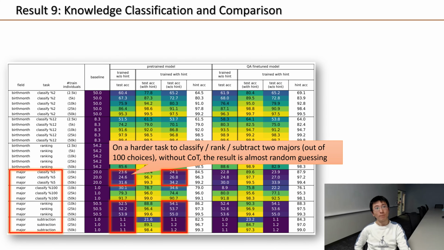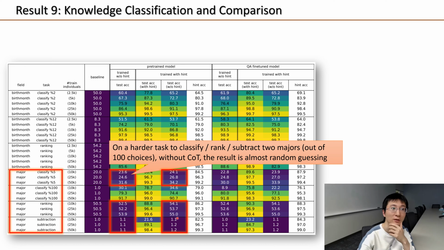And finally, we use this birth month as an example because it's the simplest possible task, right? If you do some slightly harder task, for instance, asking the model to classify a major among 100 possible majors, or asking the model to compare the majors of two individuals, then the accuracy is as bad as random guess if you don't have chain of thought. In such a much harder task, the model's performance is pretty bad, and you really need chain of thought, both during training and during testing. So this is what we found out for knowledge classification and comparison.